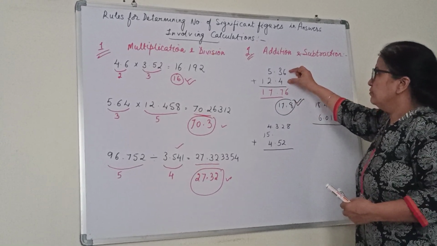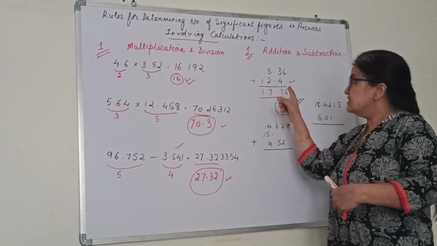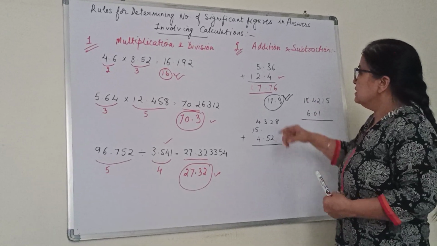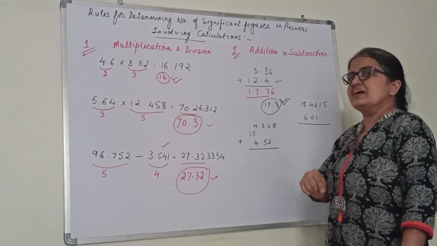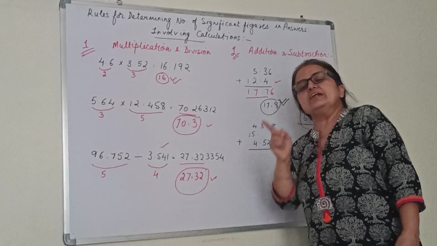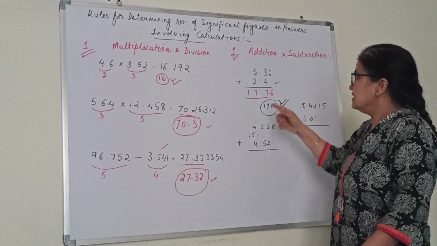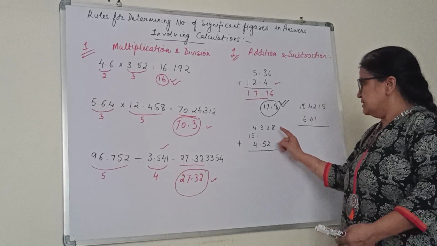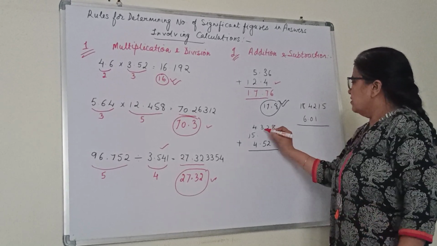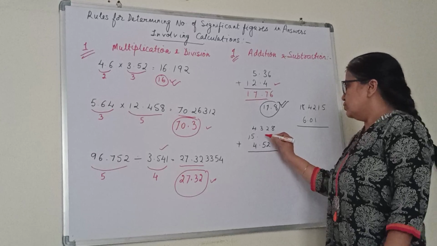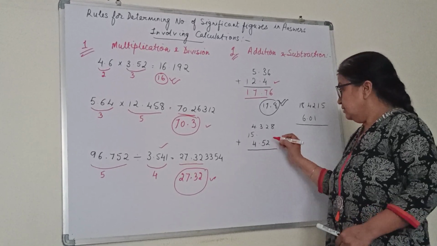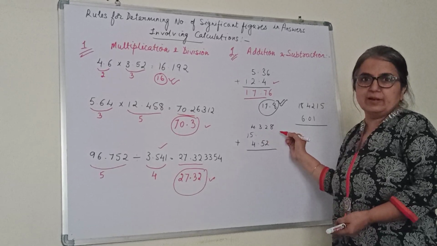You identify which two numbers are to be added. You don't see significant figures here. In this, the rule is different. What you do is, you identify which one is having the lesser number of digits after the decimal. How many digits after the decimal? 1. So the answer should also have 1. Let us see this one. This one is having 3 digits after the decimal. This one is not having any digit. This one is having 2 digits. So our answer should have no digits after the decimal as per this.